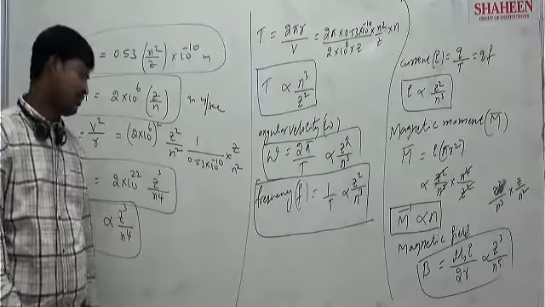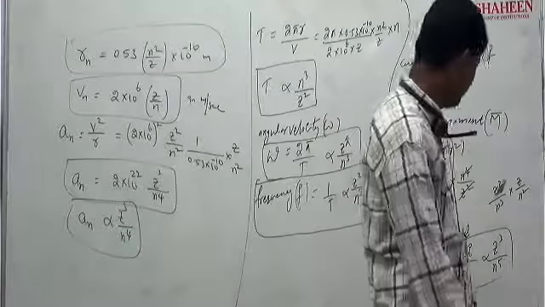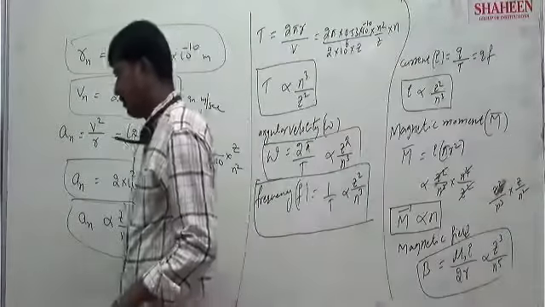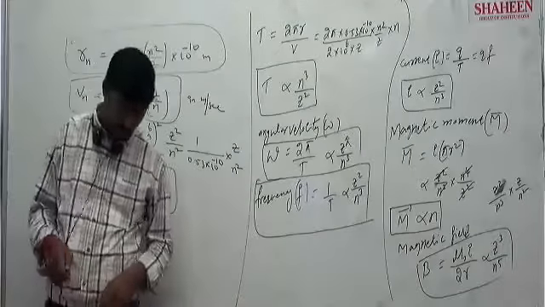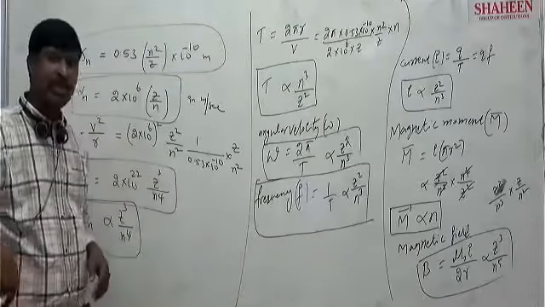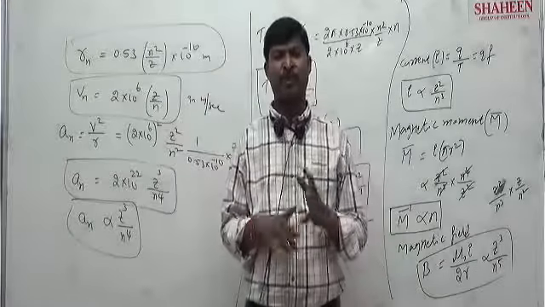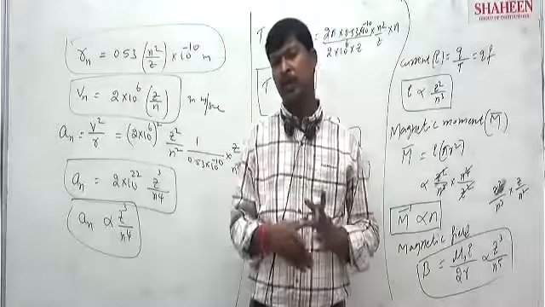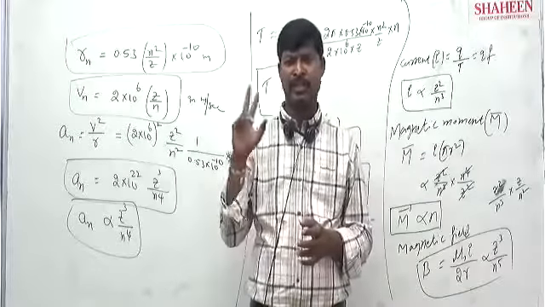So is it clear? This is about atoms. So the atom chapter is completed. What are the things we have discussed in the atom? First is different types of atomic model. In that, the Rutherford atomic model and the alpha particle scattering experiment, two things are important.